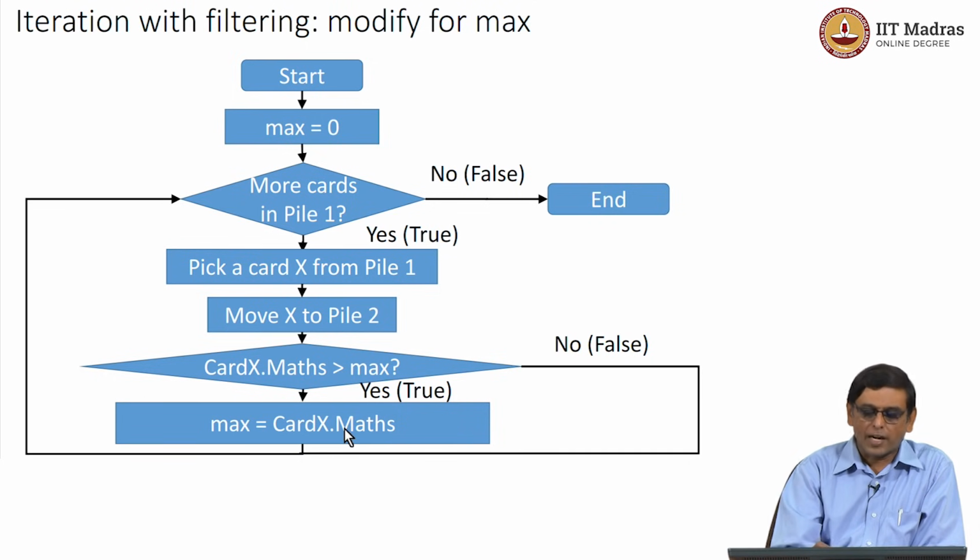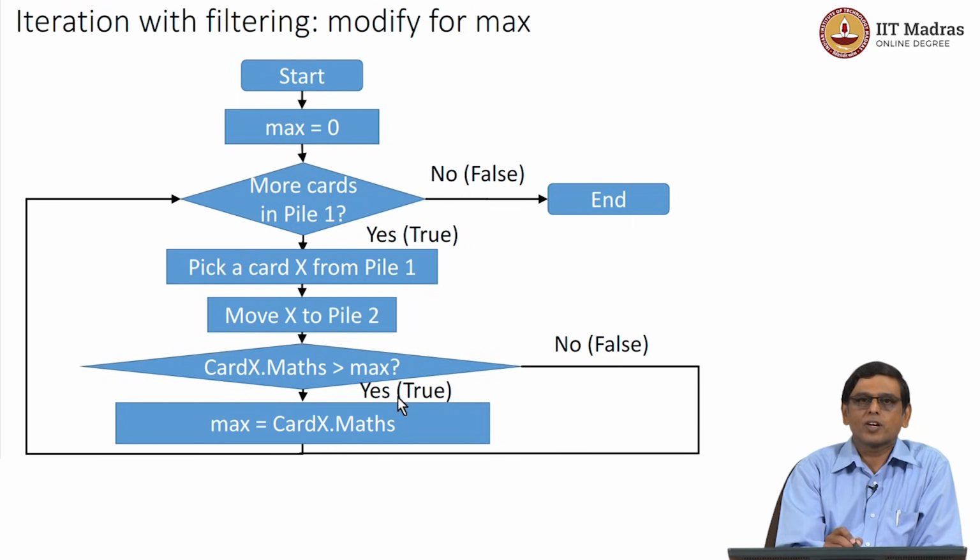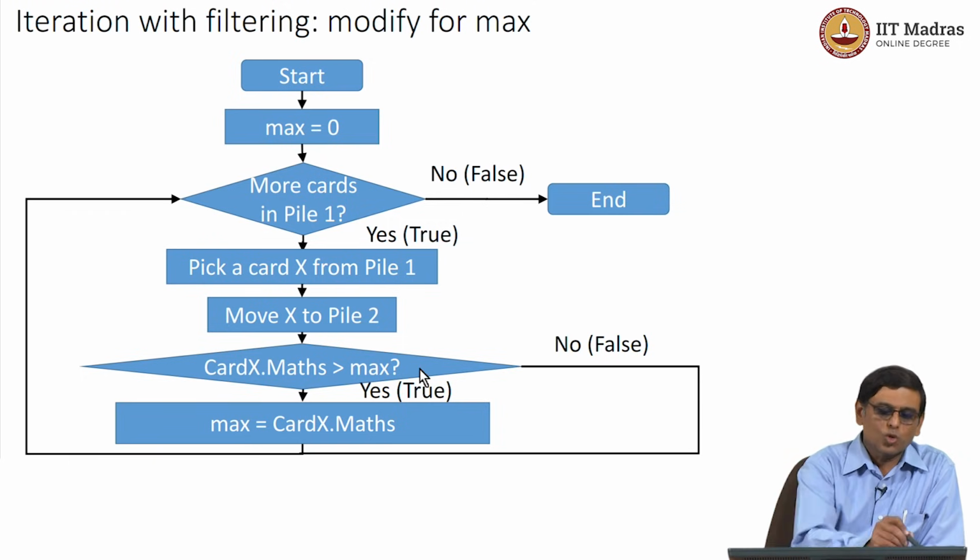So, max is equal to card x dot maths. So, the simple modified iteration process with filtering: instead of comparing card x dot maths with some constant value, we are comparing it with the max variable, and if the value is greater, then we update the max variable and go back to the beginning of the iteration. If it is not greater, there is nothing to do, so you go back to the beginning of the iteration.